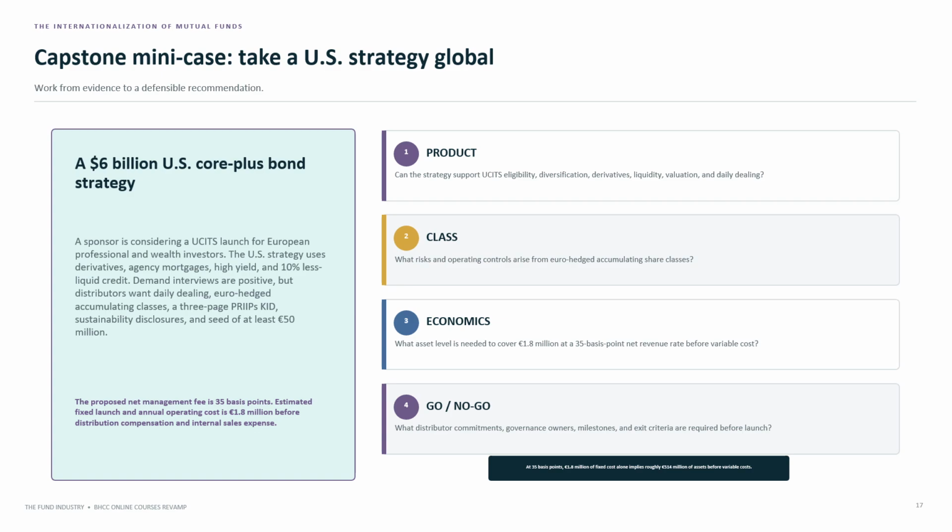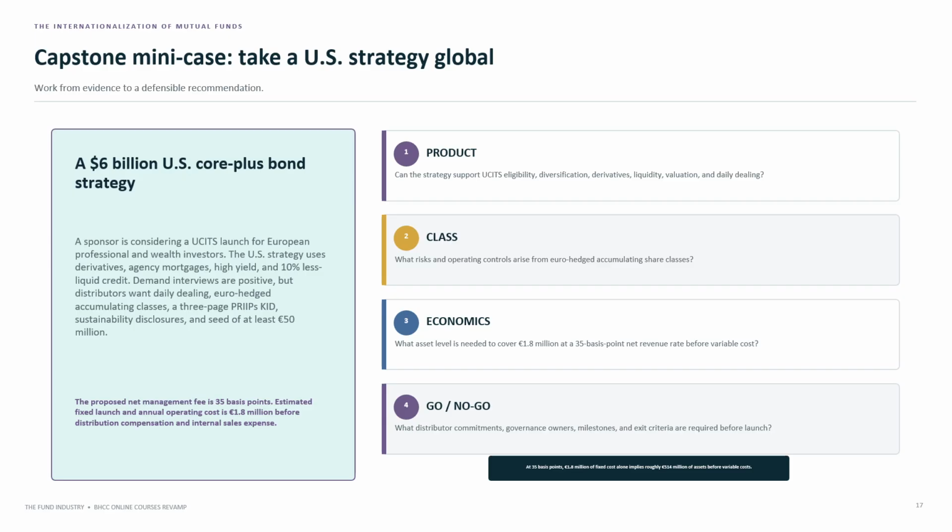Pause here and build a recommendation before hearing the analysis. The sponsor has a $6 billion U.S. Core Plus bond strategy and is considering a UCITS launch for European professional and wealth investors. The strategy uses derivatives, agency mortgages, high yield, and 10% less liquid credit.